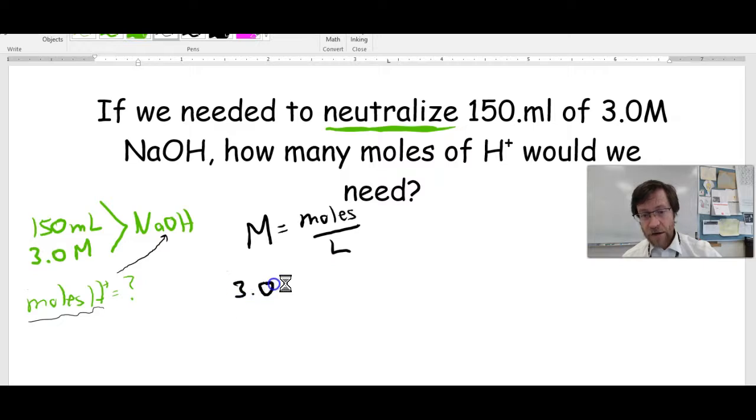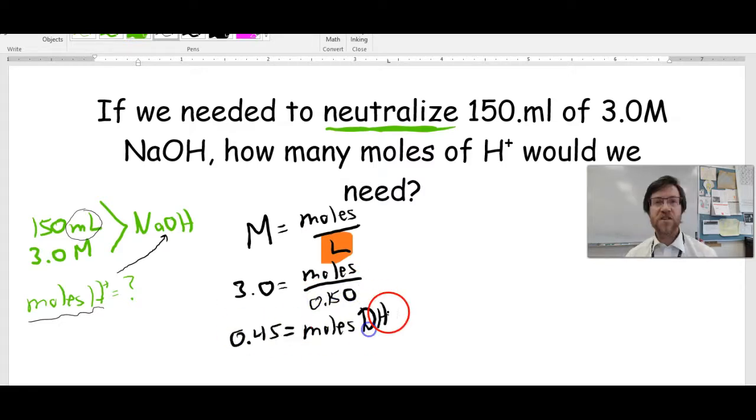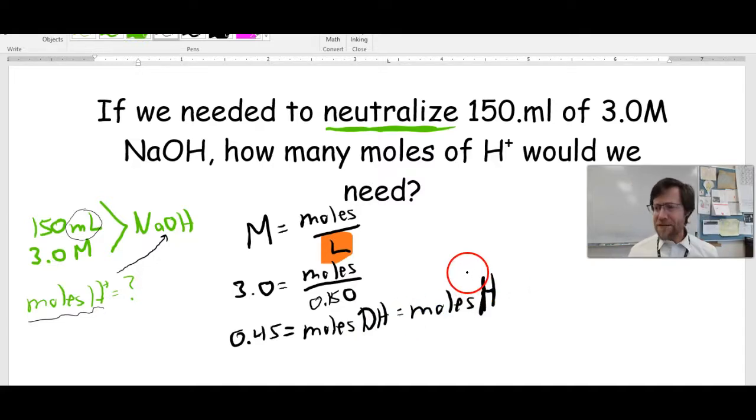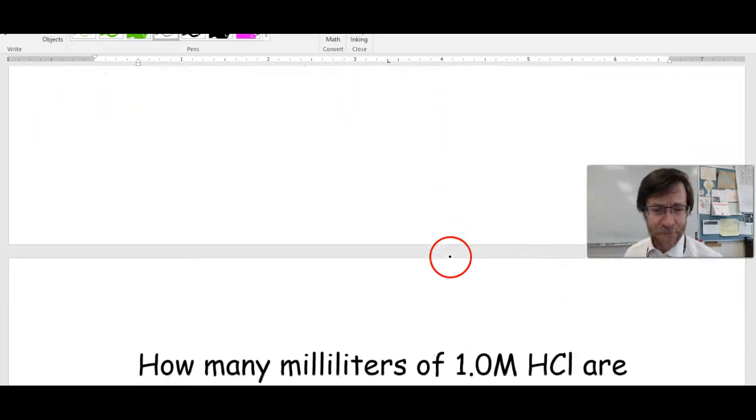3.0 for my molarity. And remember, the milliliters, they're lovely, but we can't use that in this equation because, as you can see right here, it says very clearly, it says liters, not milliliters. So I'll switch that right quick. So I have 0.45 moles of OH. So that's how many hydrogens I'm going to need. Easy peasy lemon squeezy. All right, I'm waiting for something to get difficult here.